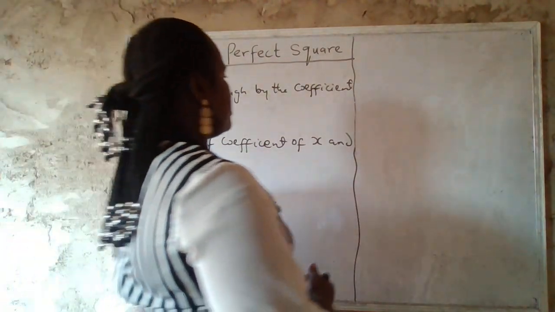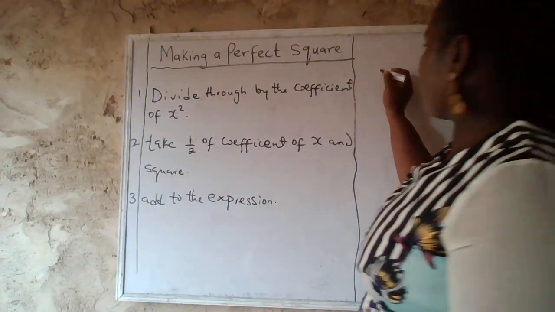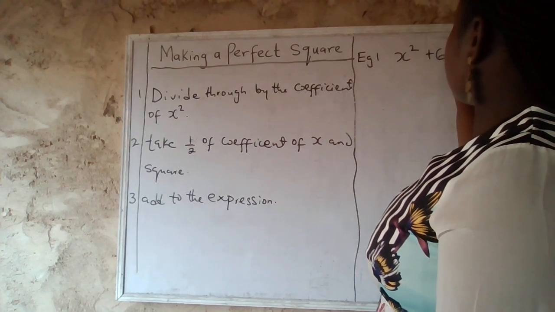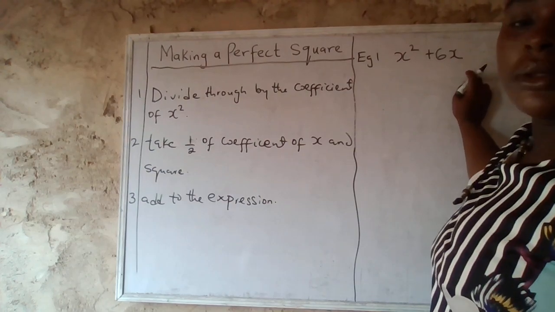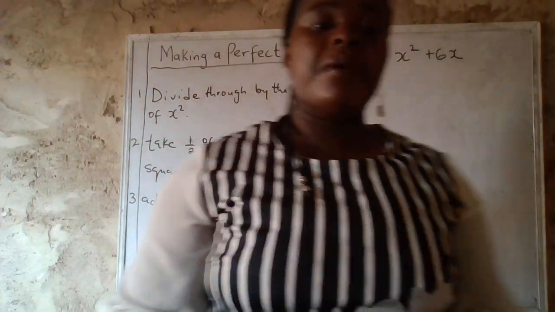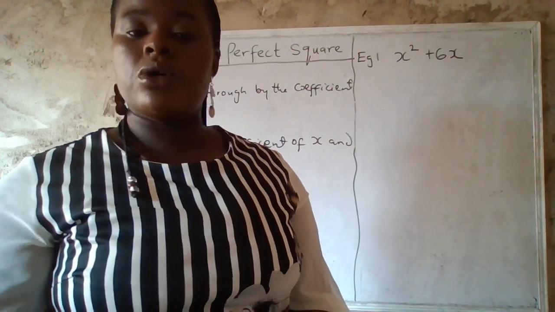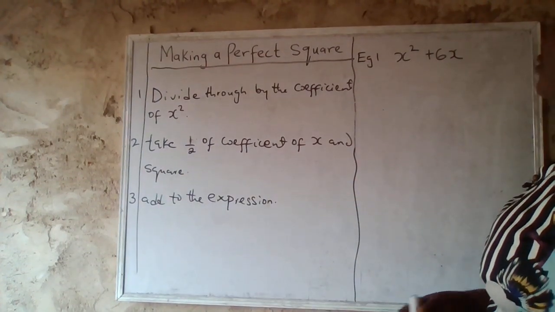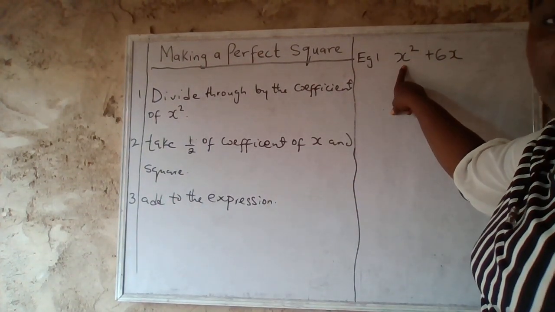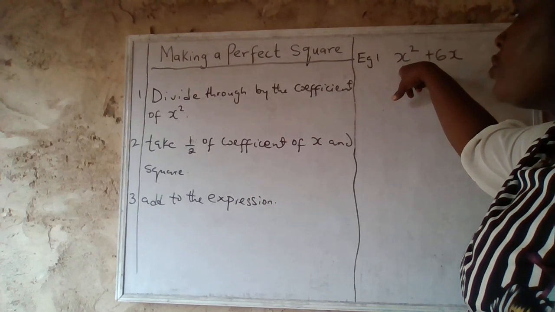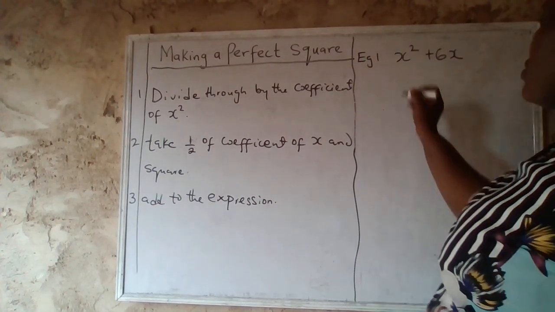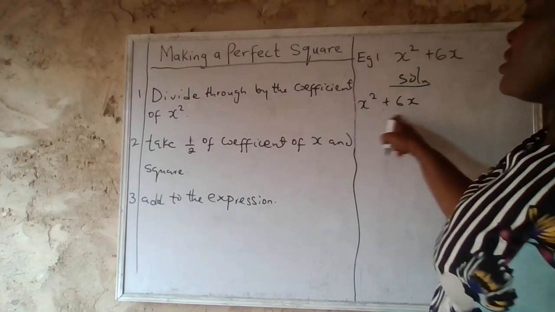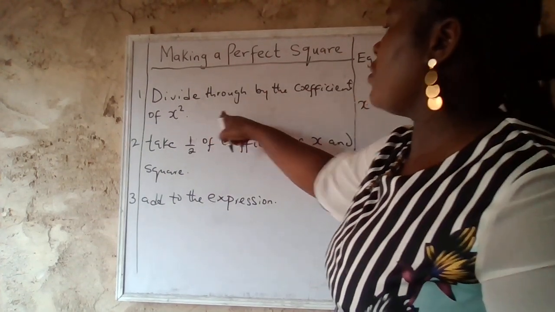So let's take an example. Example 1: x squared plus 6x. This is an expression and we are asked to make it a perfect square. How do we go on with that? The first step is to identify the coefficient of x squared. The coefficient of x squared here is 1. Divide through with it. Dividing through will give us the same thing. So solution, we have x squared plus 6x. Nothing to be done since the coefficient is 1.